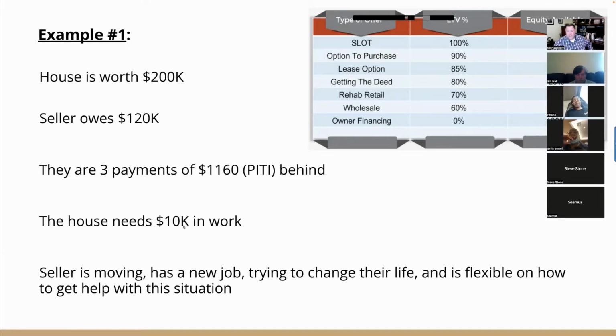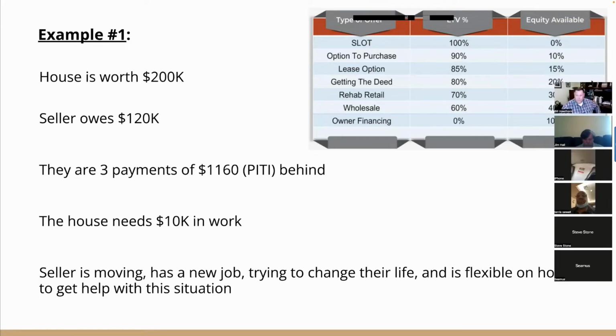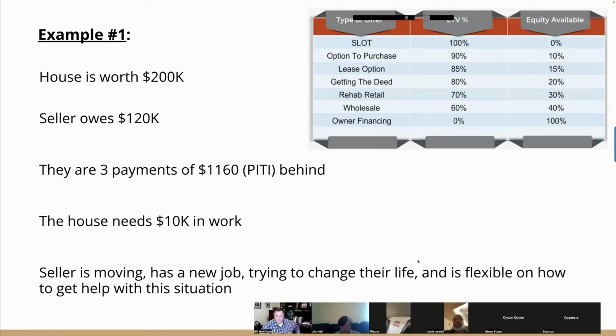The house needs $10,000 in work. The seller's moving, has a new job, trying to change their life, and is flexible on how to get help with this situation. So what deal structure, or which deals, can we use here to offer them? And how would you go about it?